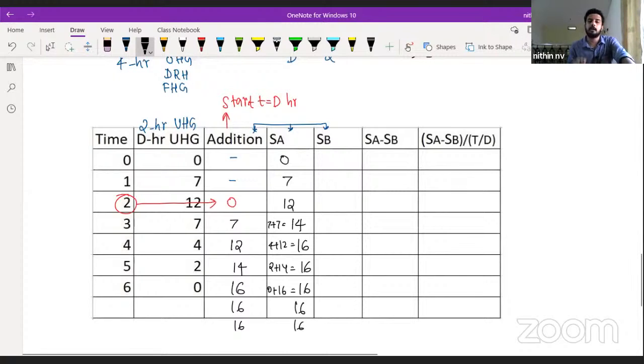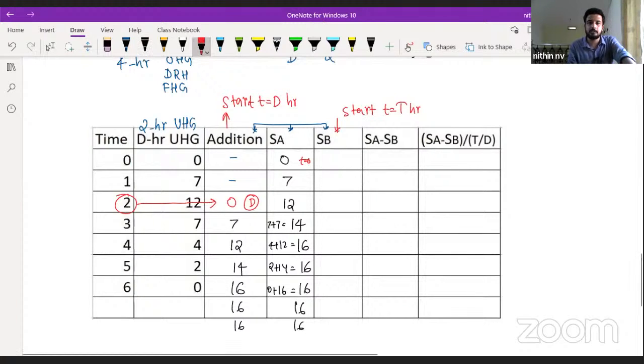Now coming to SB, I told you addition column, SA column, SB column. All the elements will be same. Only thing is addition will start at D and it is starting at time equal to 0, and SB will start at time equal to T hour. Understood? Okay, so what will be the elements under SB? We got the elements in addition column and SA column. So go to the SB column and just fill and start at time equal to T.